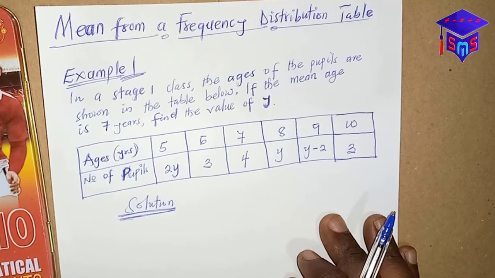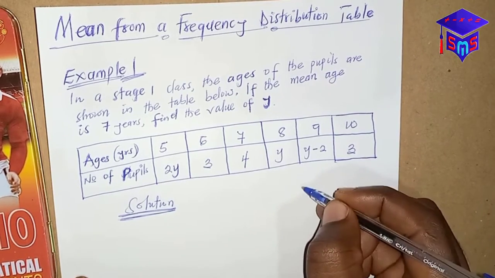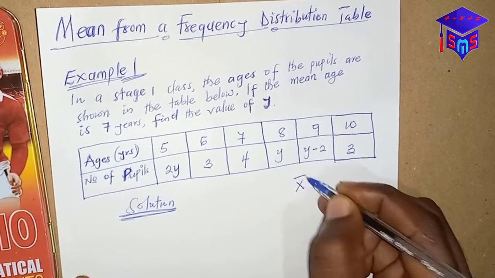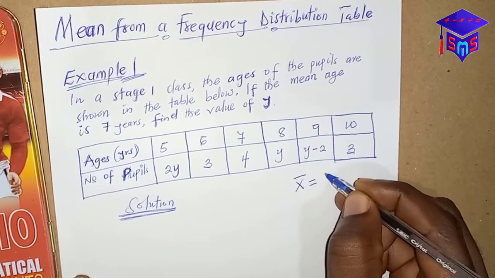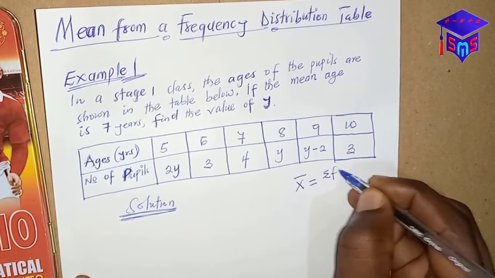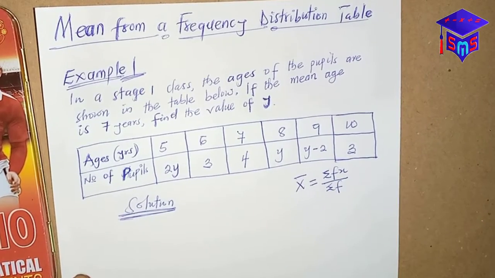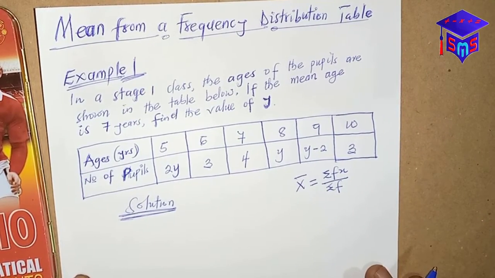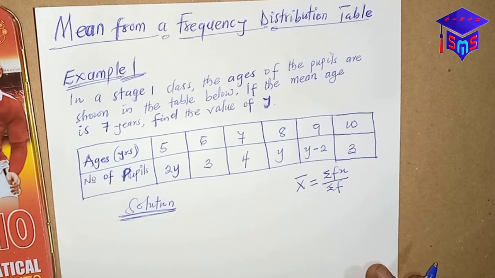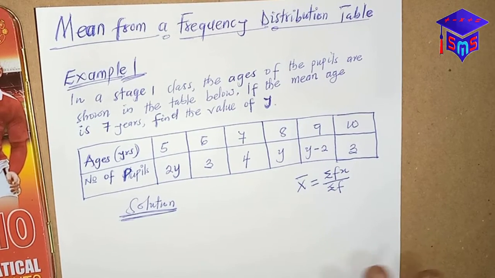So for us not to forget, let's quickly quote the formula down here. X bar, which is the mean, is equal to summation fx over what? Summation f. Okay, sigma fx over sigma f. Now we are going to apply this formula to answer this question.